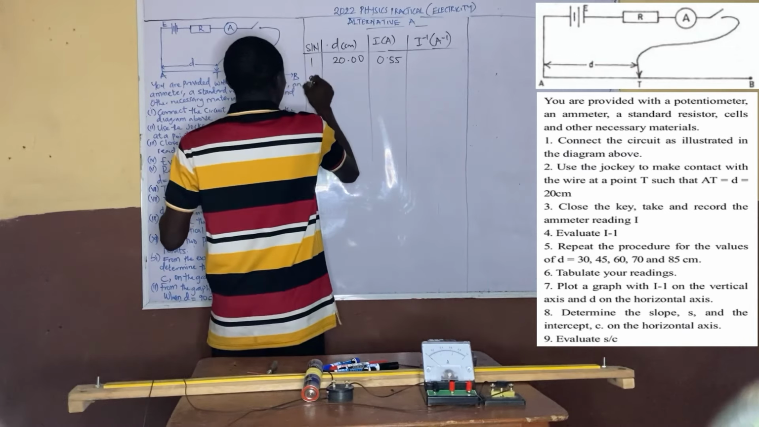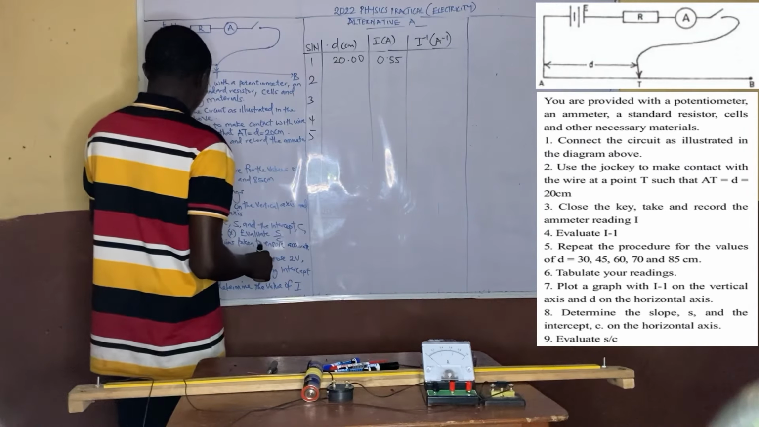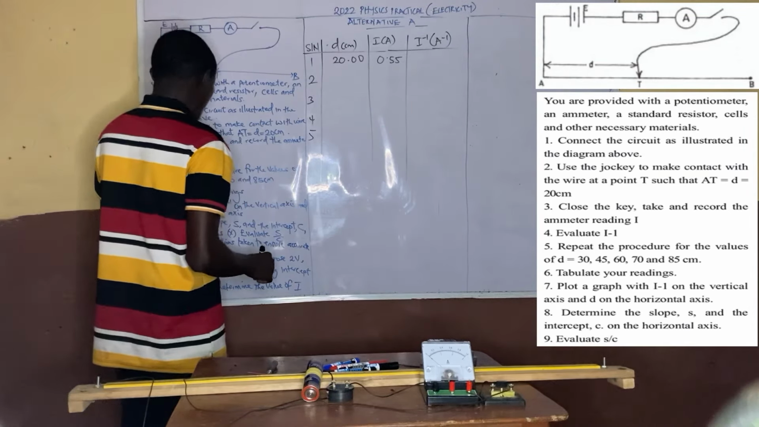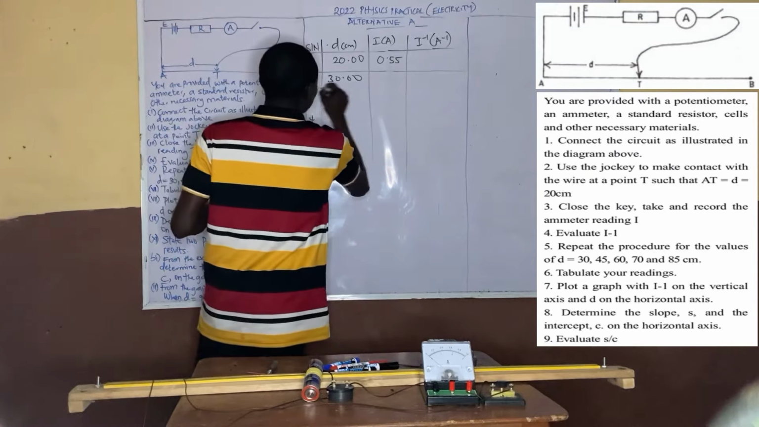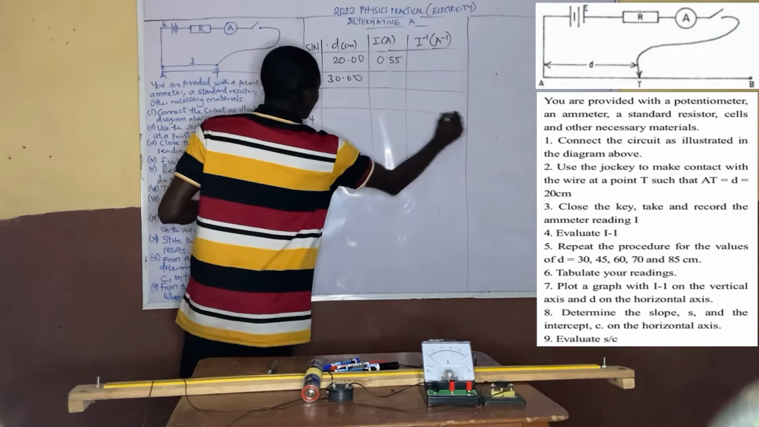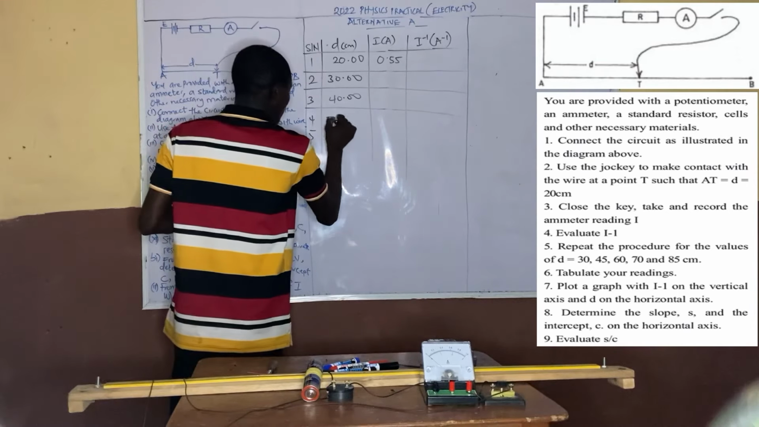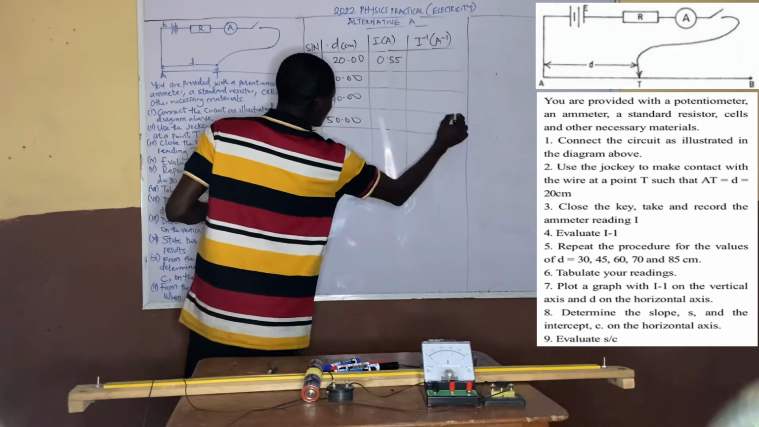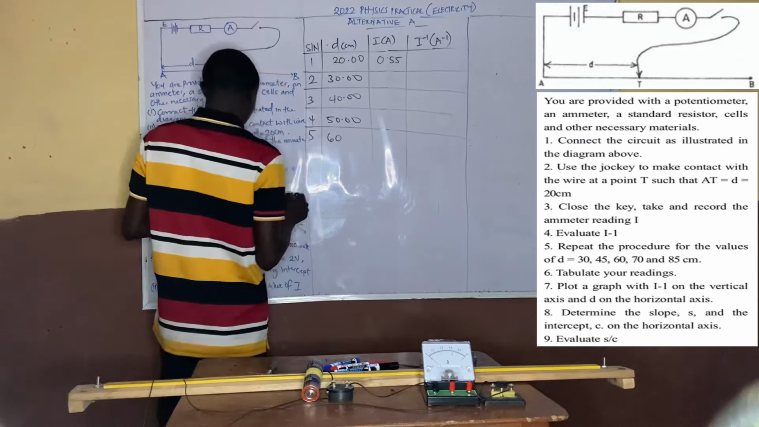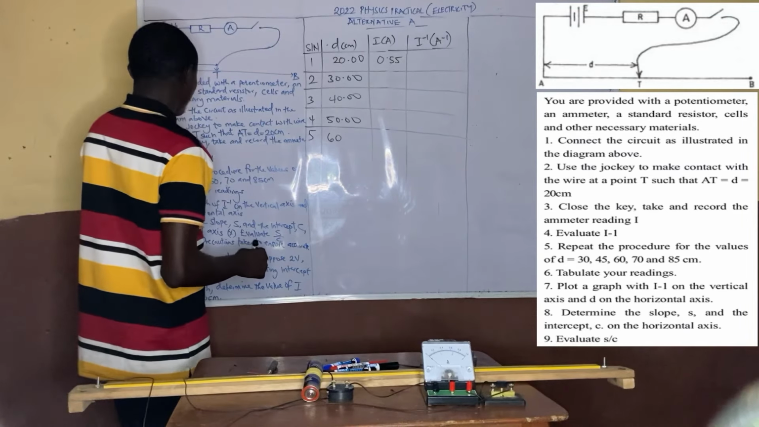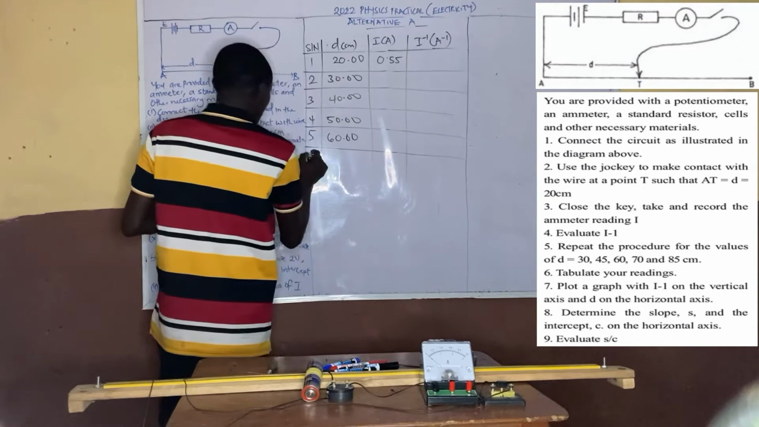Now, for number 2, 3, 4, 5, we have D values of 30, 40, 50, 60, 70.